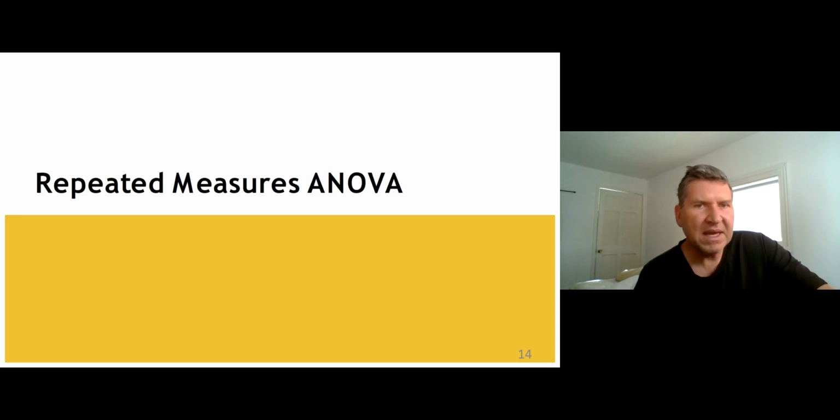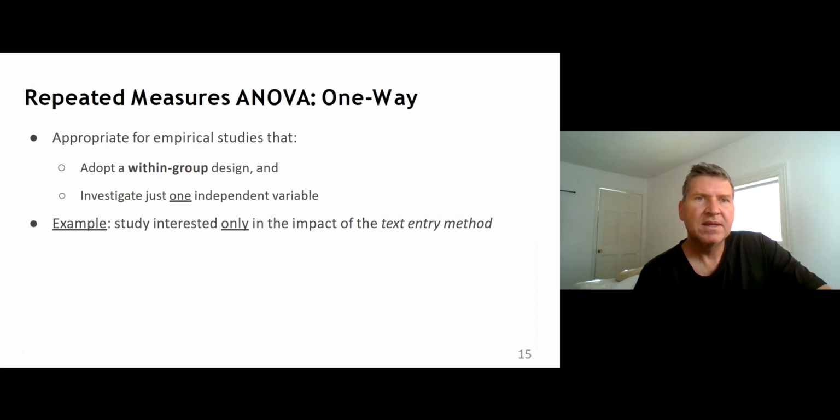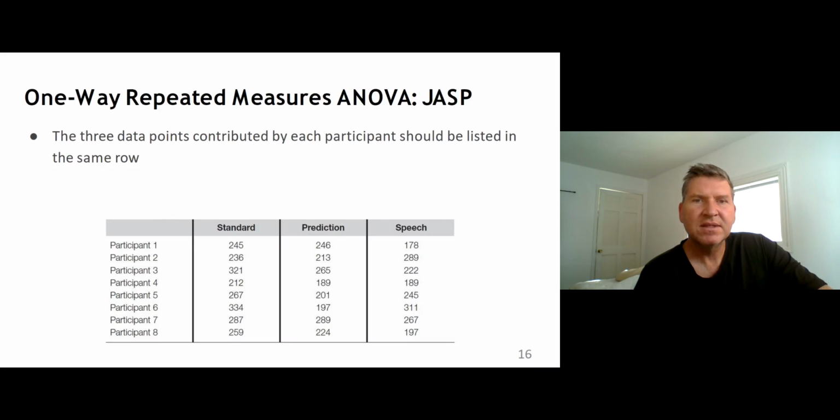Now let's talk about repeated measures ANOVA. So this is good for within group studies that just have 1 independent variable. Perhaps we're only interested in the impact of the text entry method. So we have 3 different types, right? We have our control, which is our standard. We have prediction and speech.